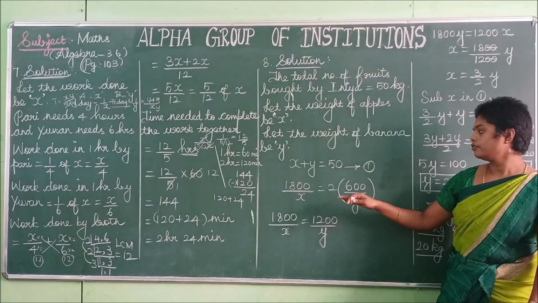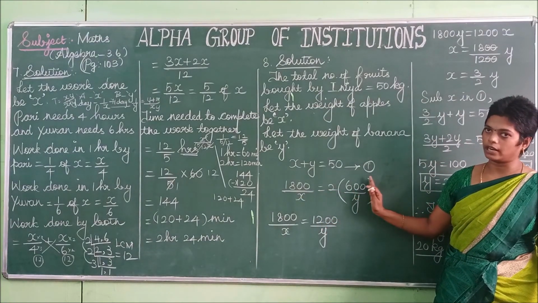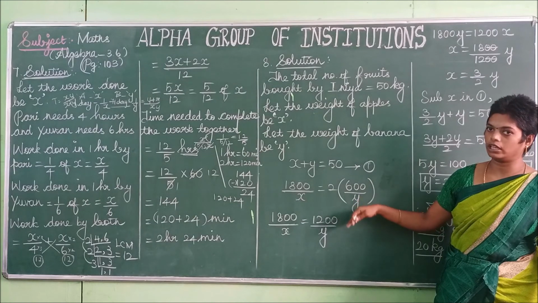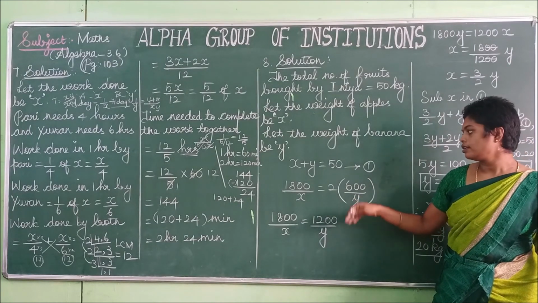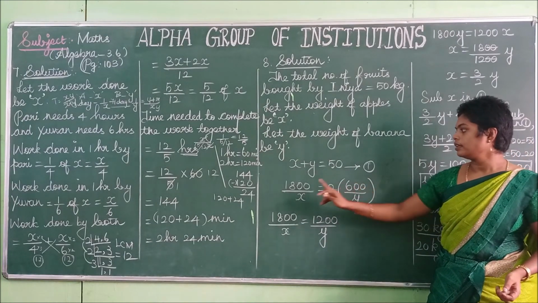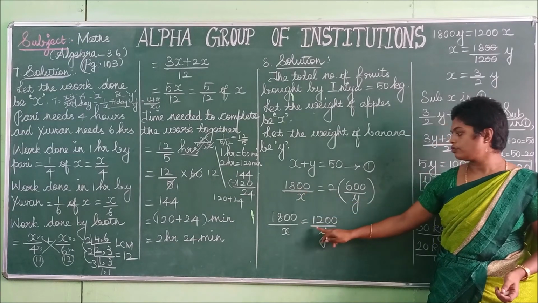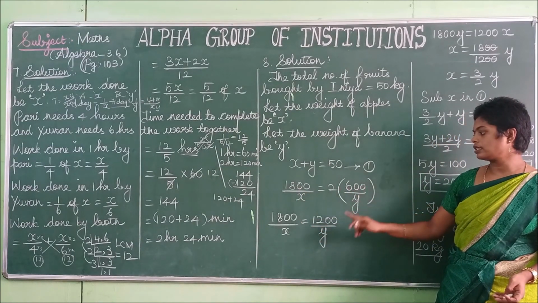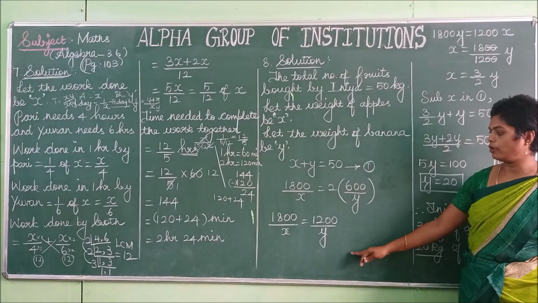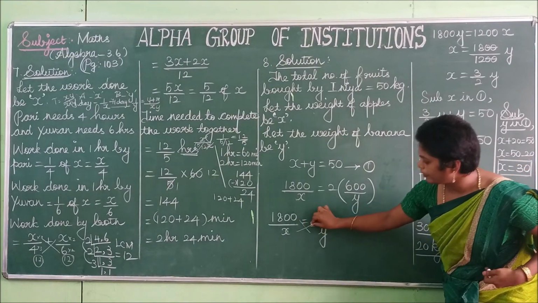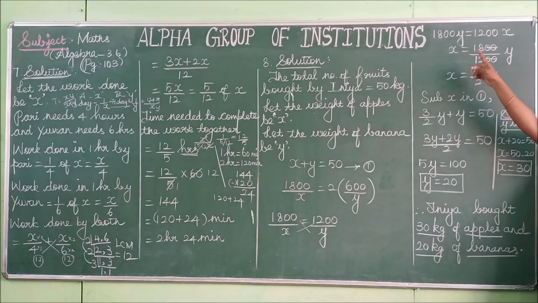1800 by x, which is equal to 2 times the banana value, 600, divided by the total kg of banana, which is y. So now how to multiply this? 1800 divided by x is equal to 2 into 600, which is 1200, by y. I have to cross multiply both sides. 1800y is equal to 1200x.